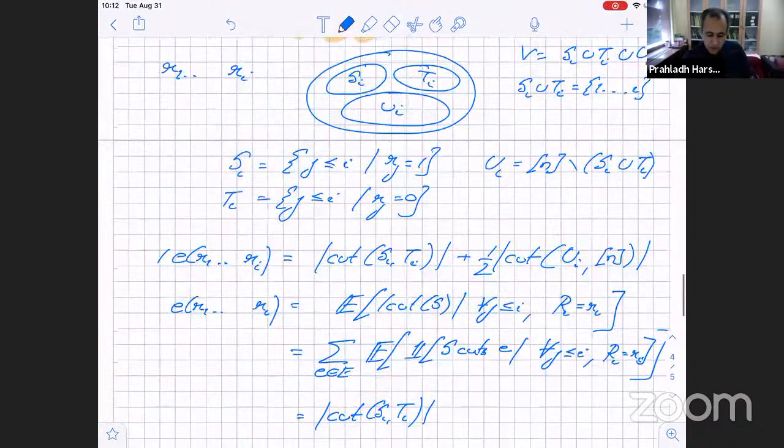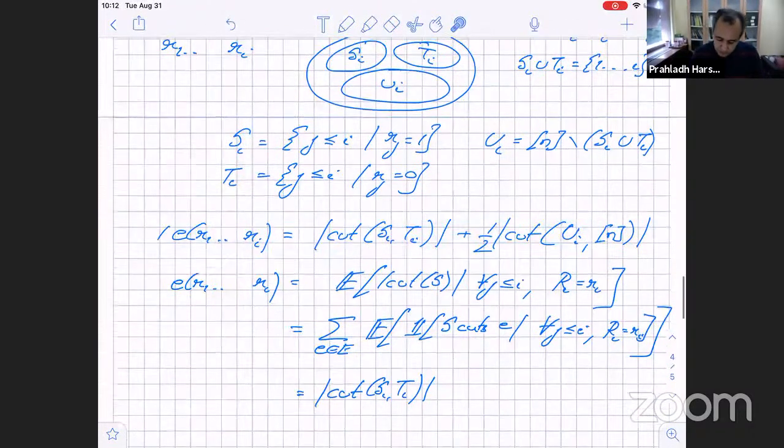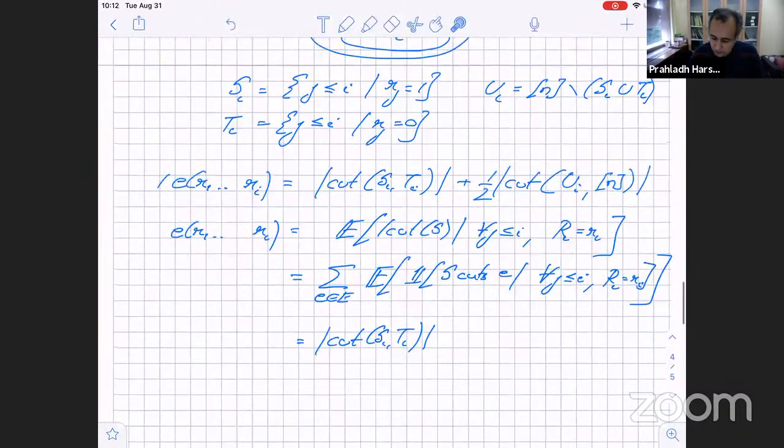Take every edge over here. Let's look at one particular edge. There's an edge of this sort. I want to claim, what's the probability it will be cut? If this endpoint goes into S, you choose to pick it into Si, it's going to be cut. If you choose to pick it into Ti, it's not going to be cut. Therefore, for every other edge, for each of the edges going between Ui and all the remaining vertices, they get cut with probability half.